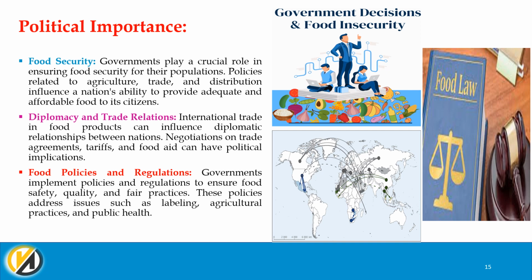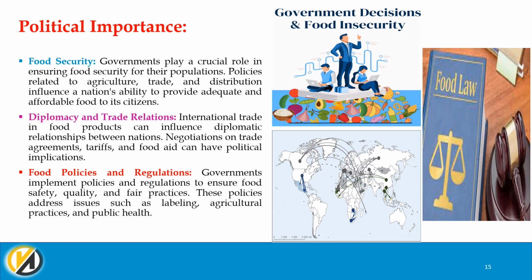Food also has political importance. For example, food security. Governments play a crucial role in ensuring food security for their populations. Policies related to agriculture, trade, and distribution influence a nation's ability to provide adequate and affordable food to its citizens. Without food security, there will be no peace in any country. So food insecurity can be a source of conflict. So politicians should implement policies that make sure that everybody is getting the right amount and the right quality of food.